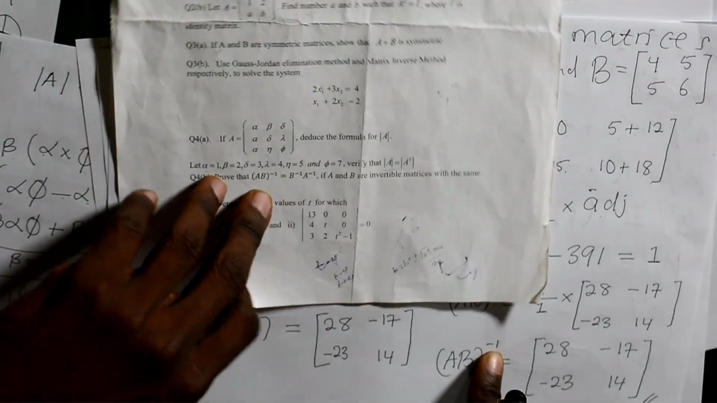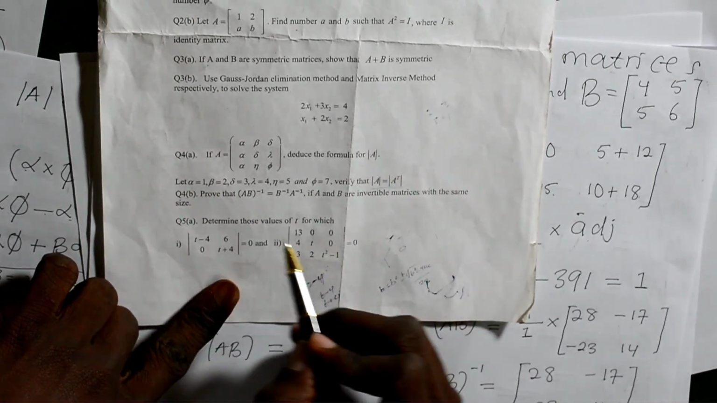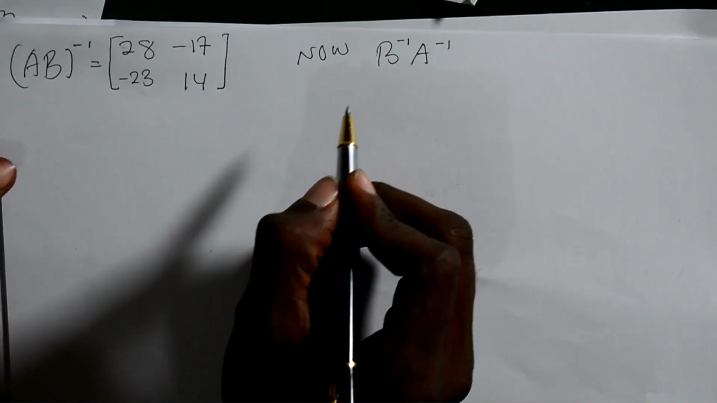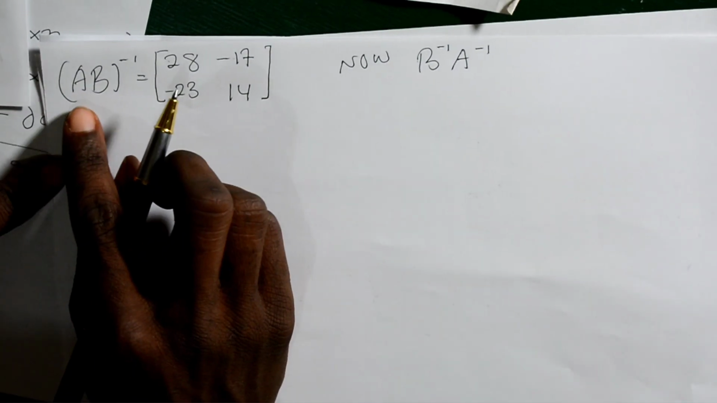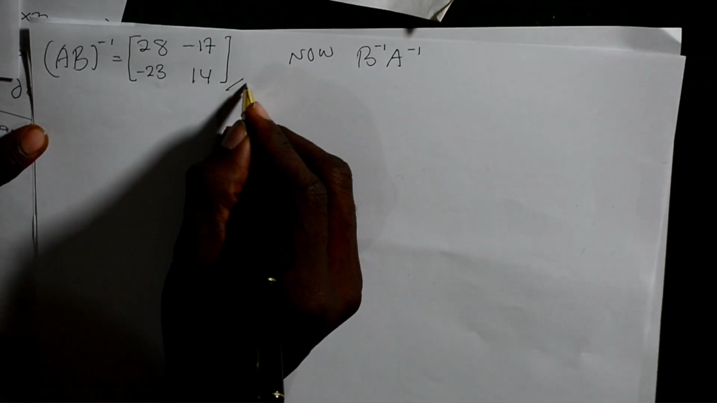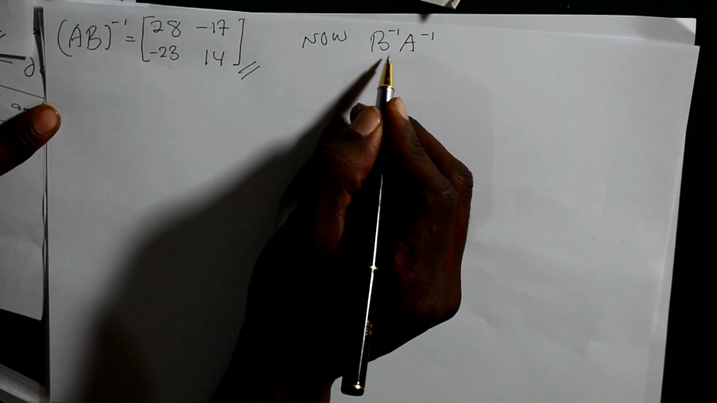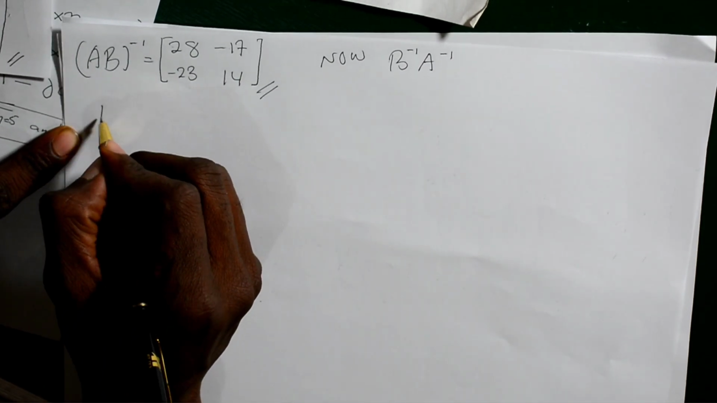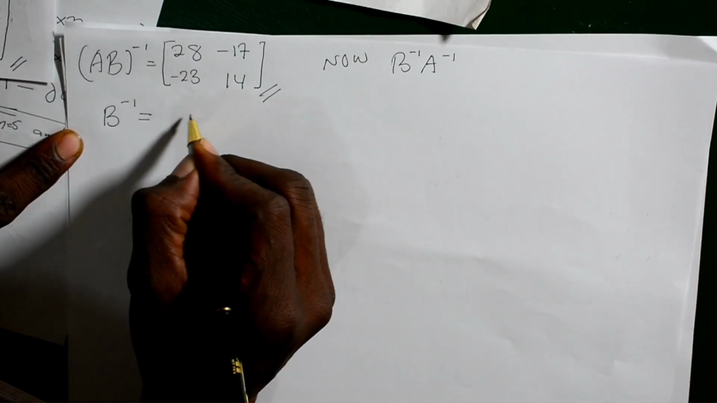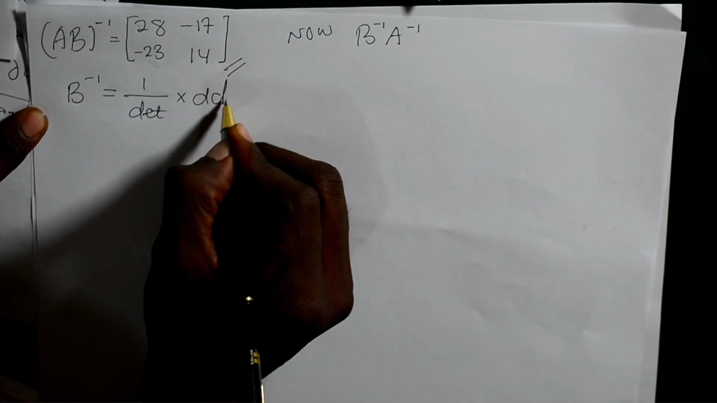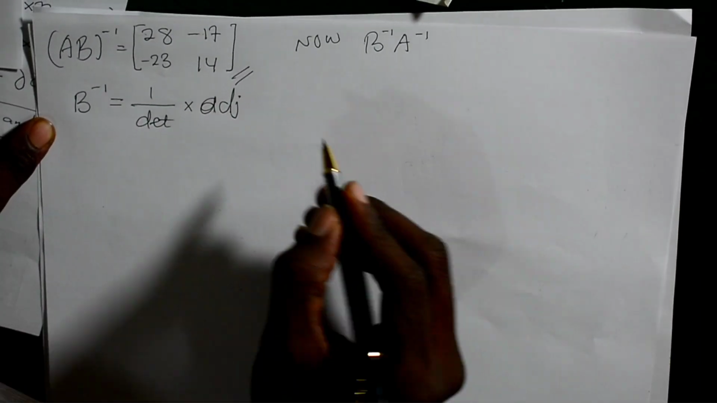As the question says, now we are going to find B inverse A inverse to see whether the values will be the same as AB inverse. So this is the matrix of AB inverse. Now we are to find B inverse A inverse. First, let's find B inverse, which will be equal to 1 all over the determinant times the adjoint of B. So first, let's find the determinant of B.